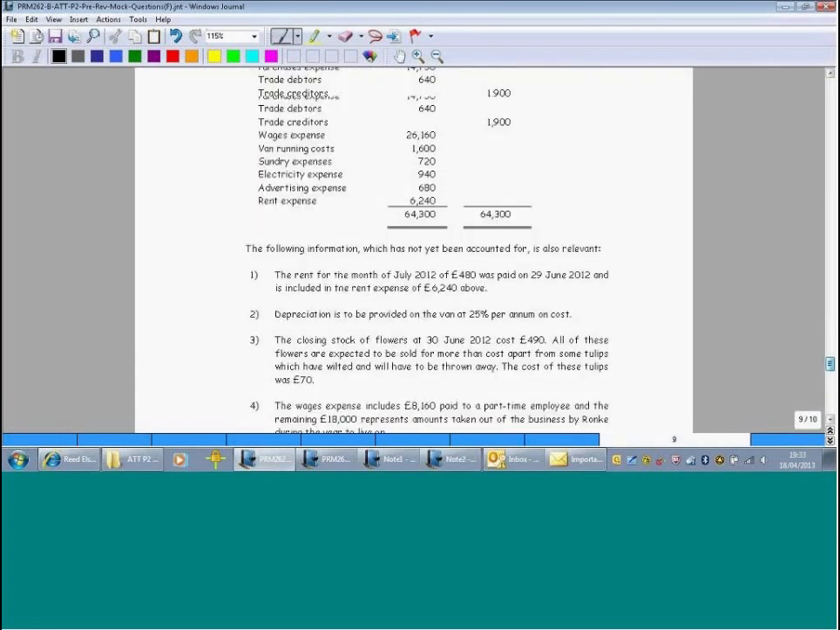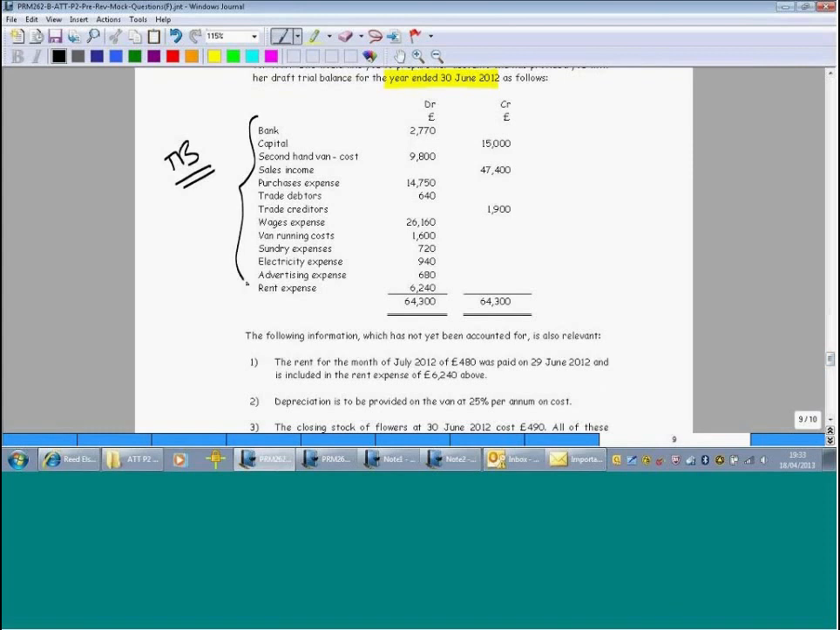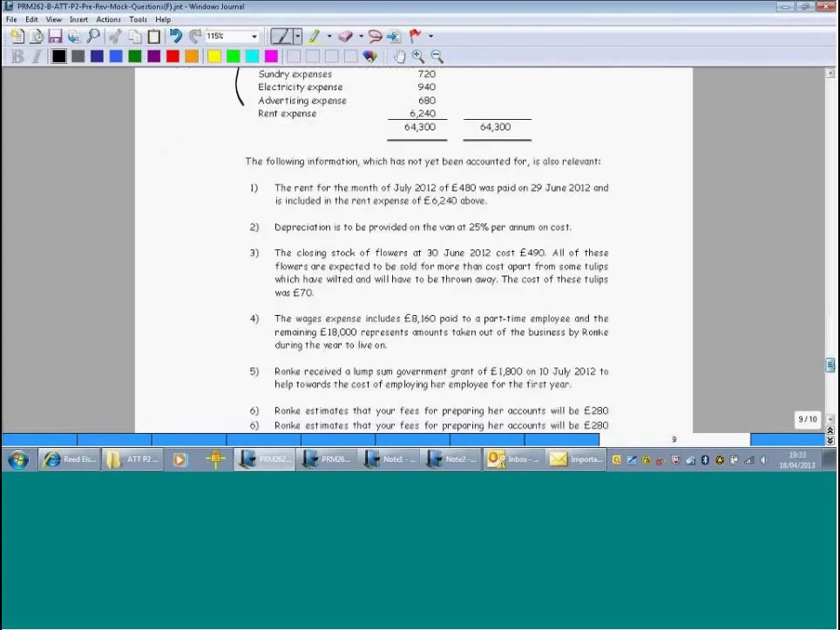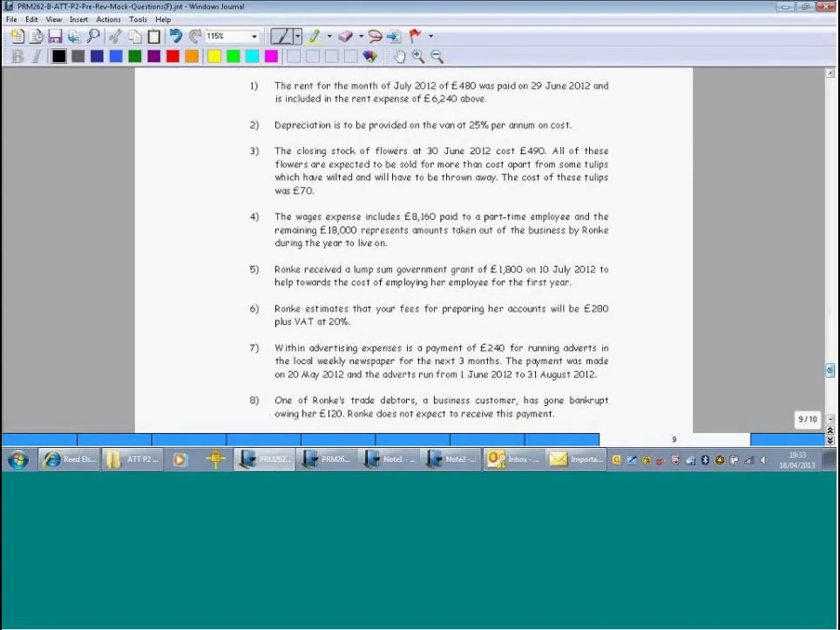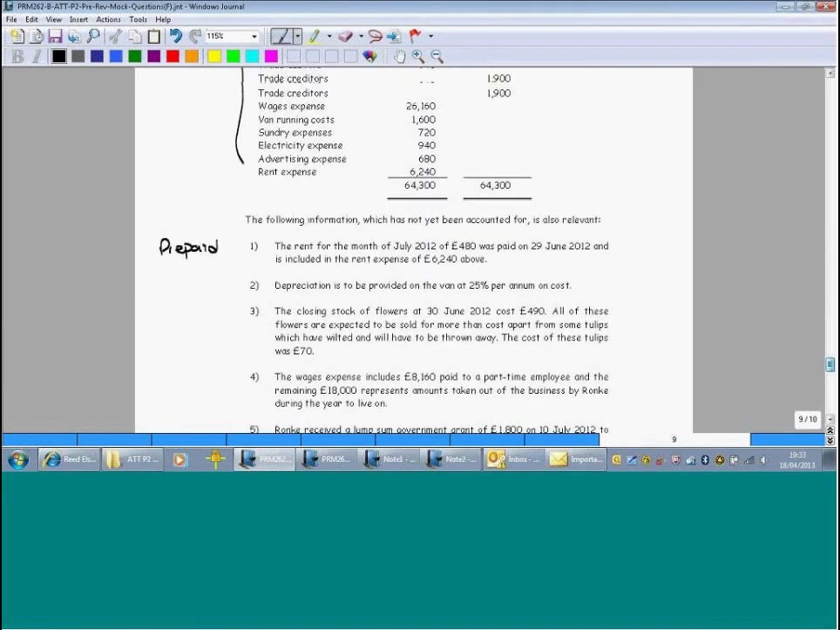What I would then personally do, before putting in this information, I would work through the post-trial balance information, because these are going to potentially change some of the figures that you have been given in the trial balance. So, for instance, the first question here, you're talking about a prepaid amount, because we're told that the rent for the month of July of £480 was paid on the 29th of June and is included in the rent expense above.